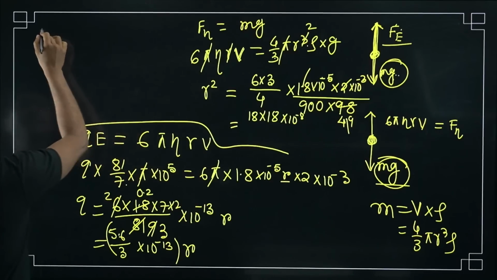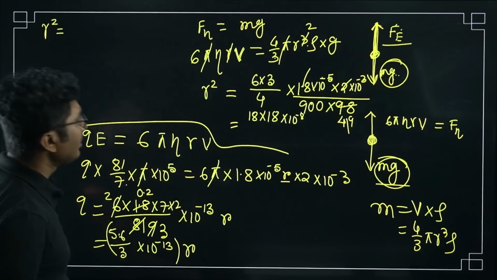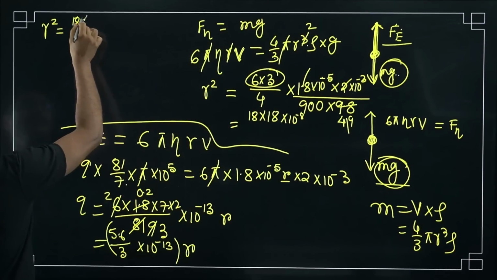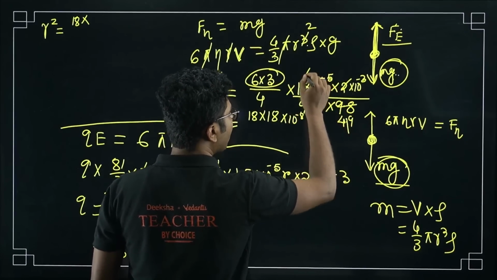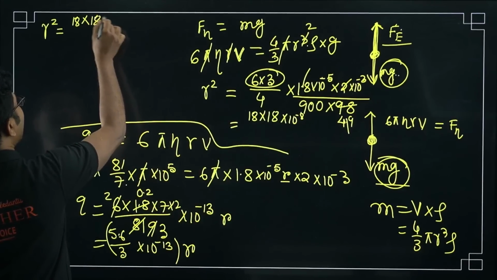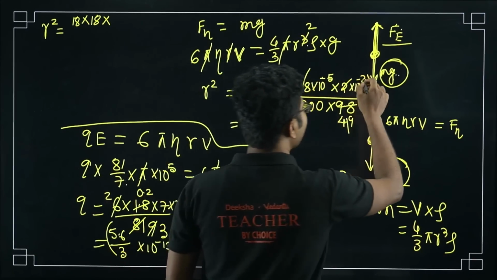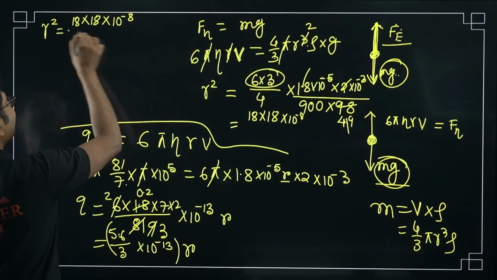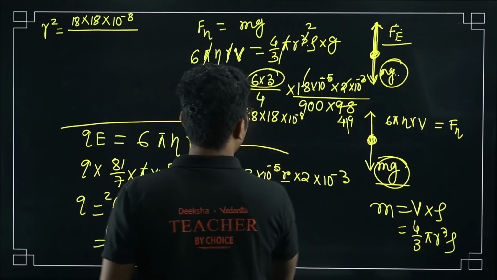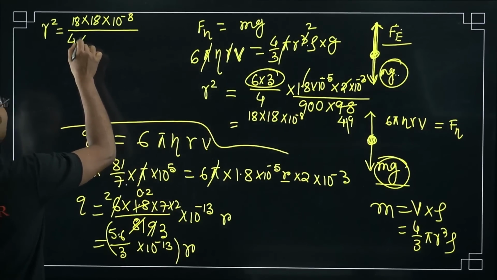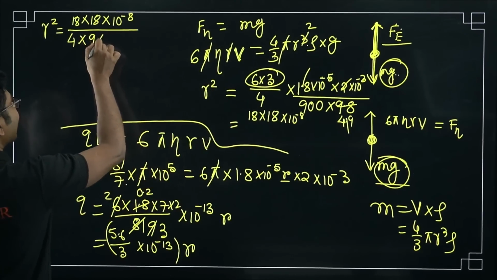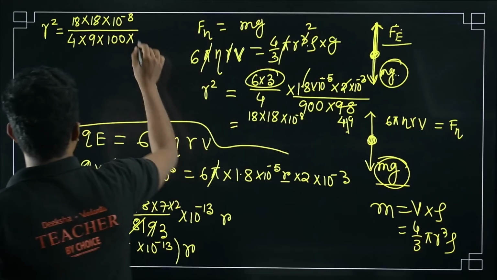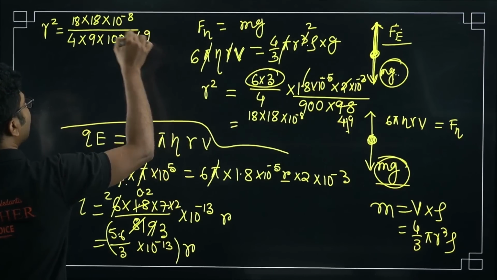Okay, so you get r square equals 18, so 18 into, we have removed the decimal from top and bottom, so we have 18 over here, another 18, and 10 to the power of minus 5 minus 3, that is 10 to the power of minus 8, divided by 4 into 9. Now 900 we are writing like this, into 10 to the power 2, into 49. Okay, so this is the value of r square.